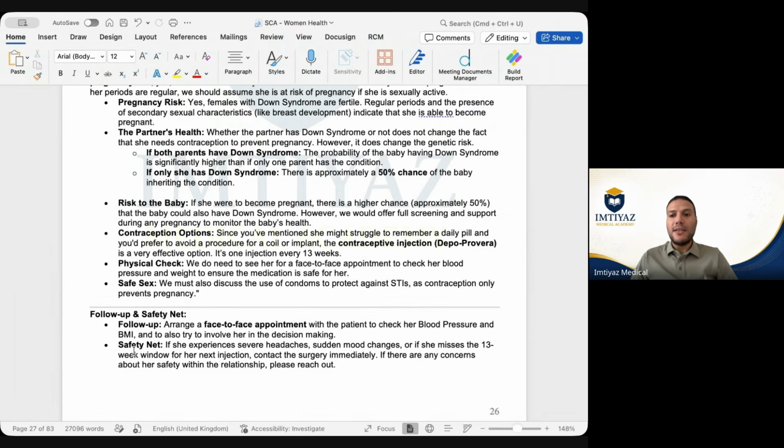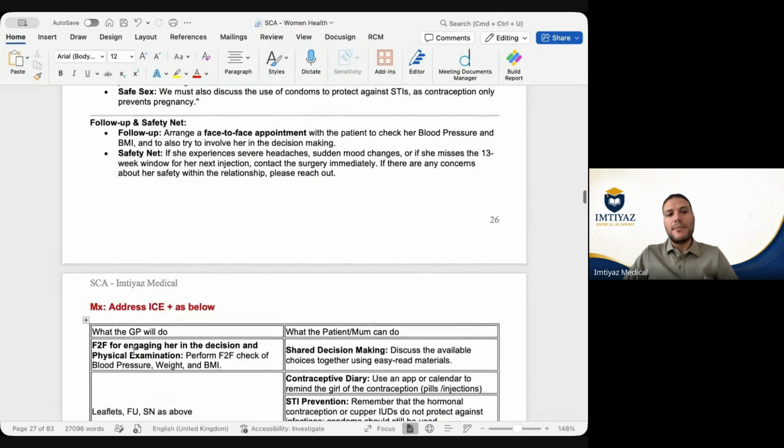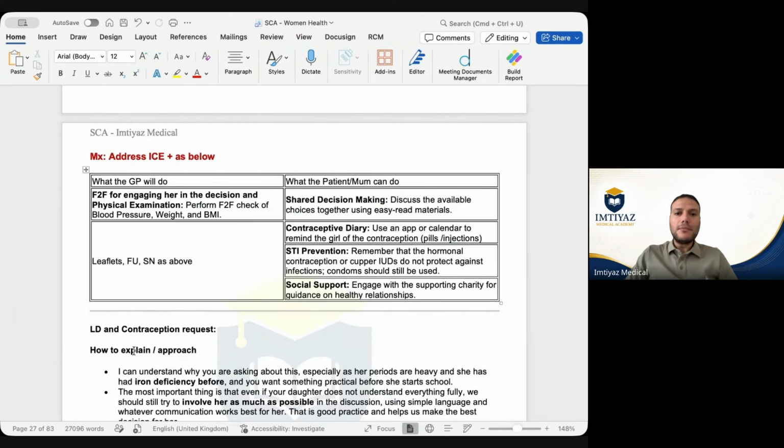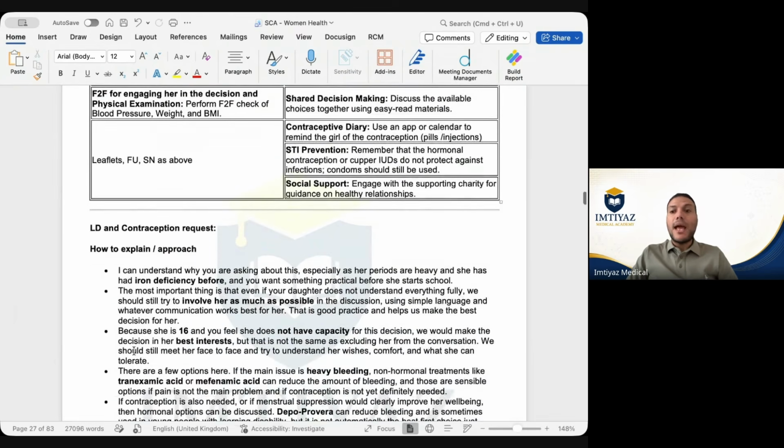And definitely safety net against what? Stroke, migraine with aura, blood clots, or whatever, and any mood changes, and safety net against pregnancy. And safety net against what? If any relationship concerns happen at any point, if you think there are any concerns about this relationship, please seek urgent advice. We are happy to help and support both of you. Okay, I like this case. I like this case.